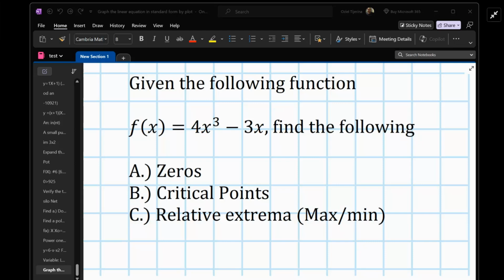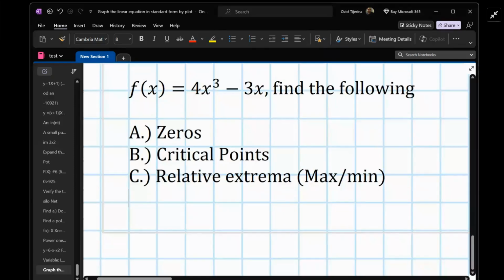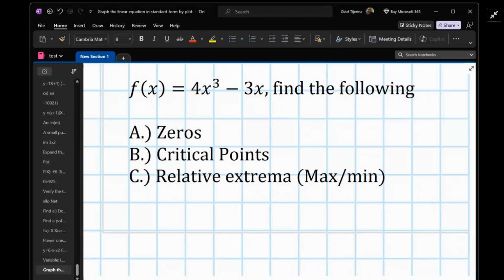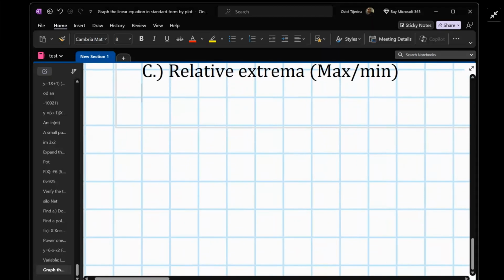It says, given the following function, f of x equals 4x cubed minus 3x, find the following. So we want to find the zeros, the critical points, and the relative extrema, right? In other words, the maximum or minimum. Here, we're going to go ahead and write the function down.